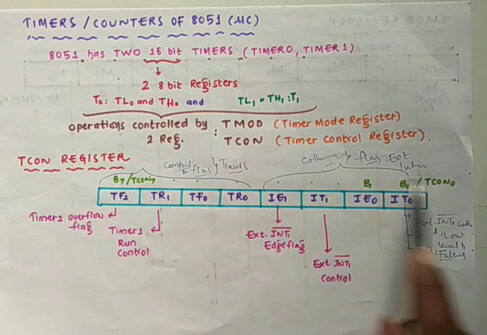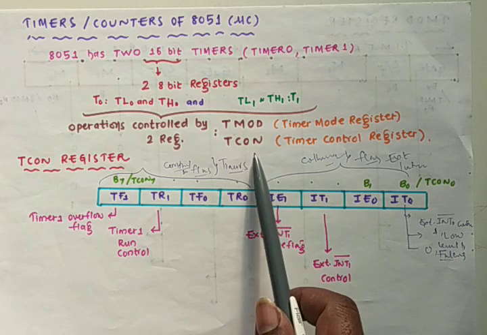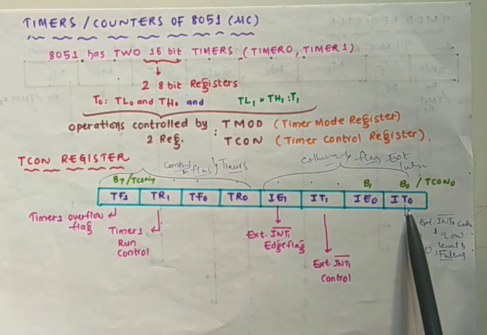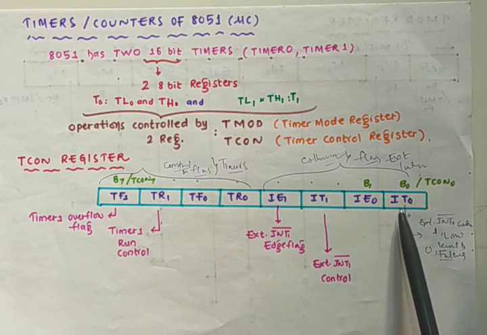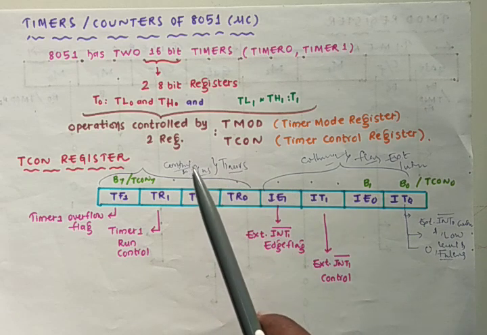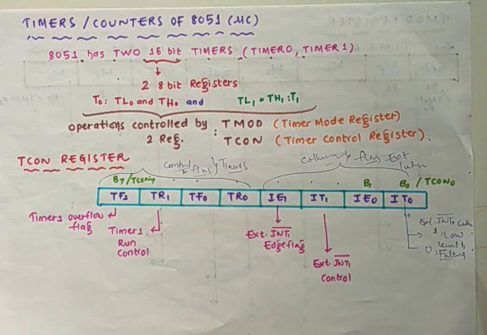So the main purpose of TCON is what? It is used to control the timer. It is going to control the operations of the timer, so that by programming this external interrupt control 0, we can control the timers to operate with low level triggered and falling edge triggered by programming that 0 or 1.